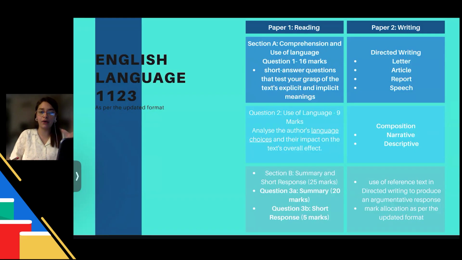So that's basically how the paper will be divided within sections. These are the questions that you should be expecting for your paper. Keep in mind that we do not write content points for the summary.